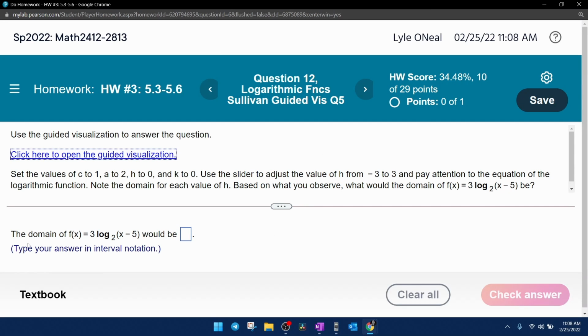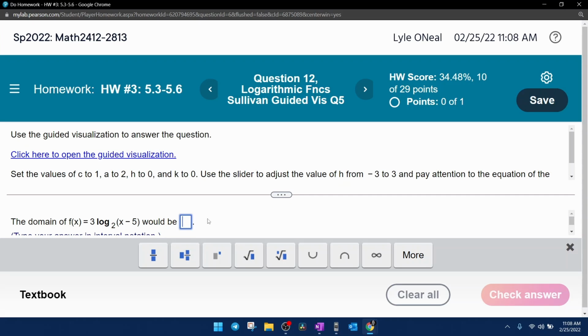So looking at the function that we were given in our original MyLab Math window, we can see inside the log function it says x minus 5. So the -5 is going to be a horizontal shift. Plus is left, minus is right. So this would shift over from the origin to +5. So the vertical asymptote would be x equal 5. So the domain would be everything from 5 to infinity.